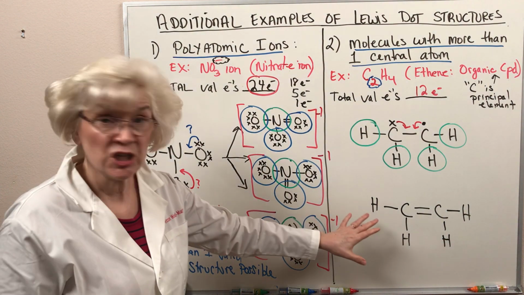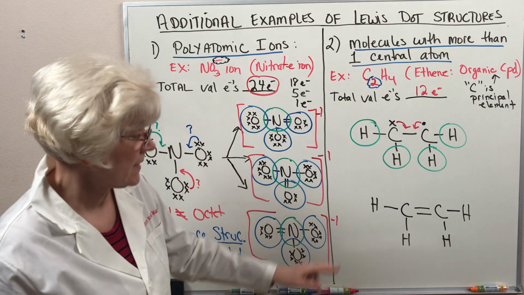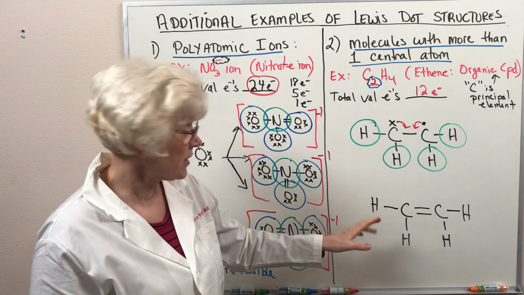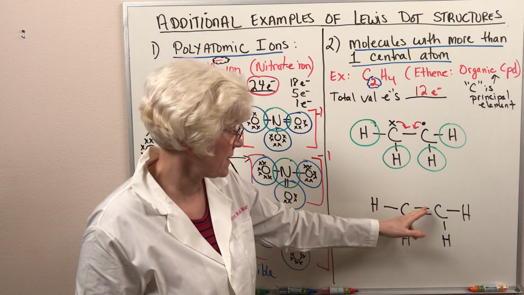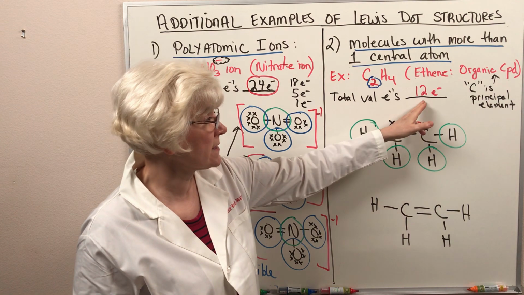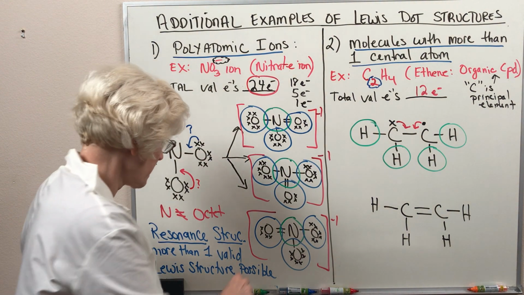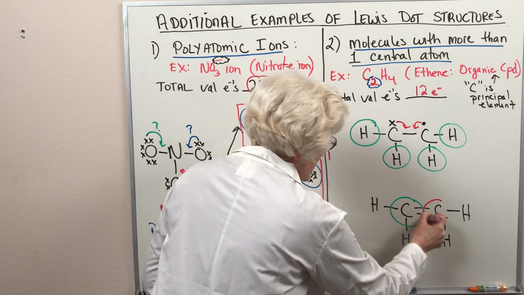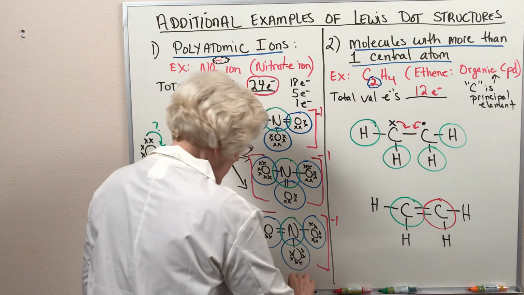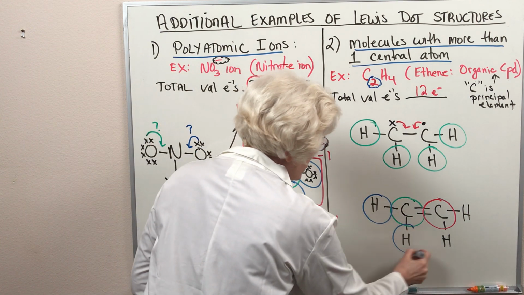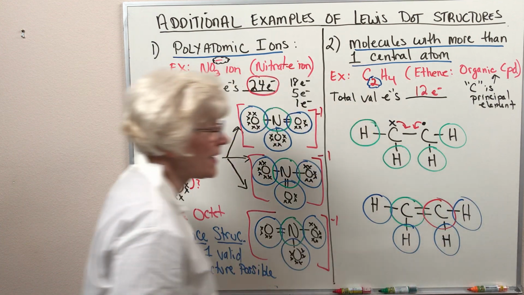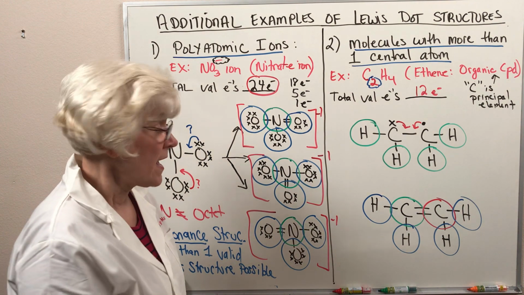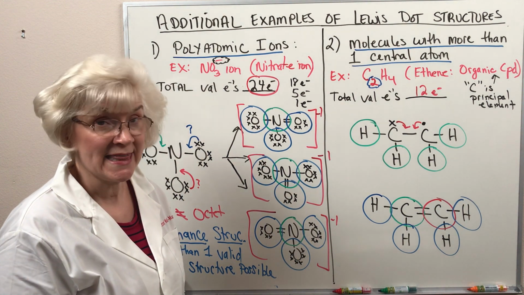So what is our check before we sign off? Is this structure showing the correct total number of valence electrons? Looking at it, I see 2, 4, 6, 8, 10, 12 valence electrons. That's the right number. And I see that each carbon atom has an octet, and that's what carbon wants, while all 4 hydrogens are showing the duet that hydrogen is interested in having. So this is a valid structure for the ethene molecule.